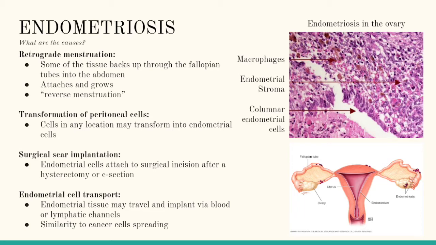The image on the right displays endometriosis in the ovary. Macrophages, endometrial stroma, and the columnar endometrial cells can be seen. Below, the diagram displays the presence of endometriosis on the female reproductive system.